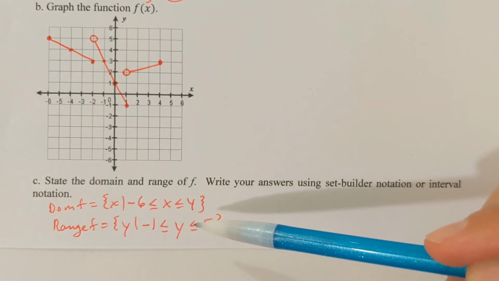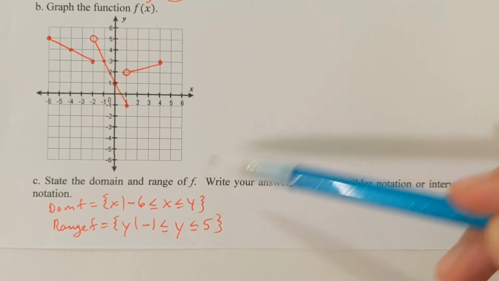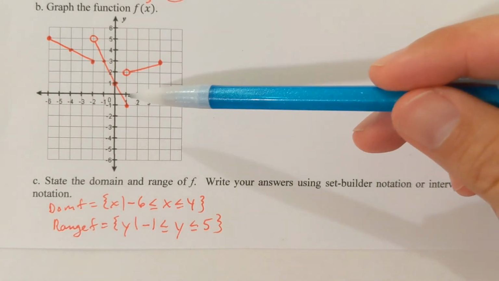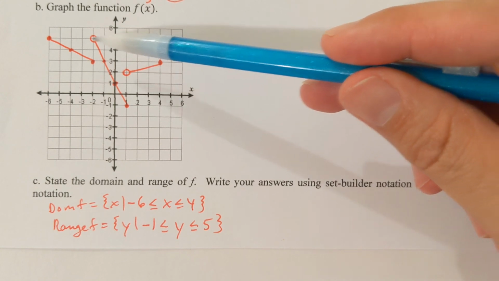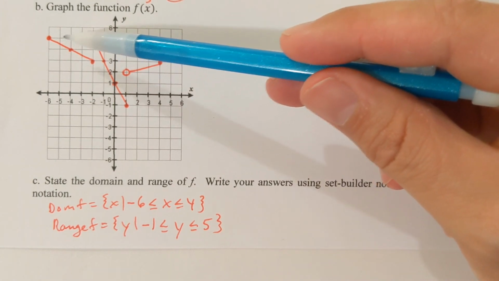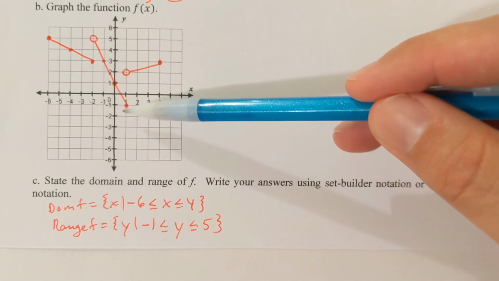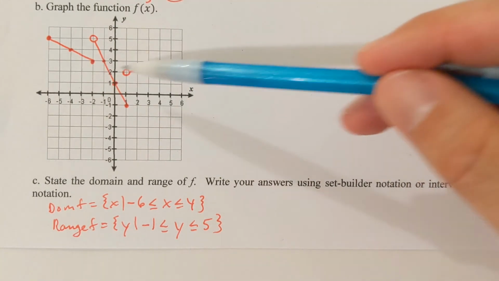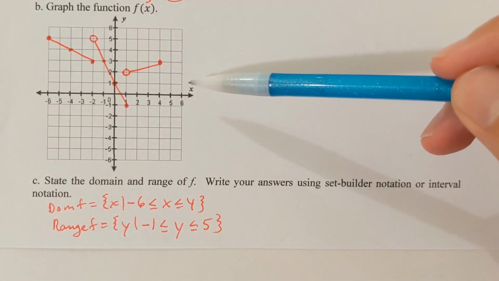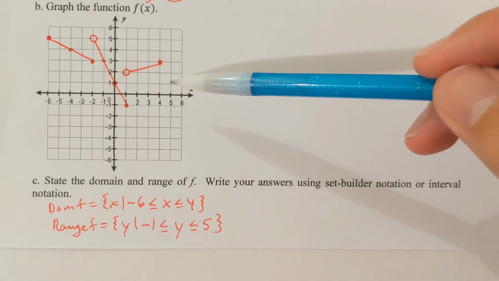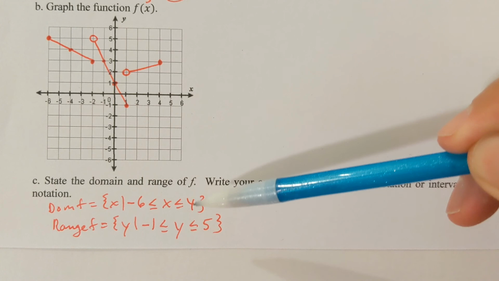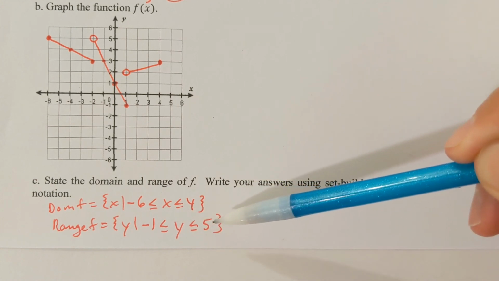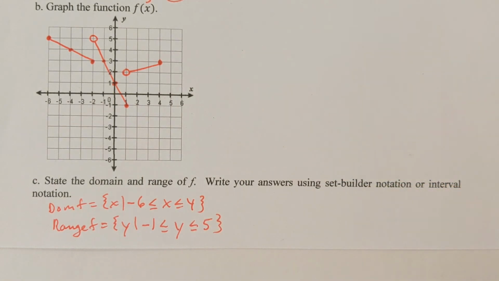The range of f, okay, if I look at the graph, anywhere from negative 1 to 5, including 5, is going to put me on the graph. If I look to the left and to the right of those values, I'm going to be on the graph. Make sure that you're using y for the range, and you're including negative 1 and including 5 there. Okay, so let's stop right there.